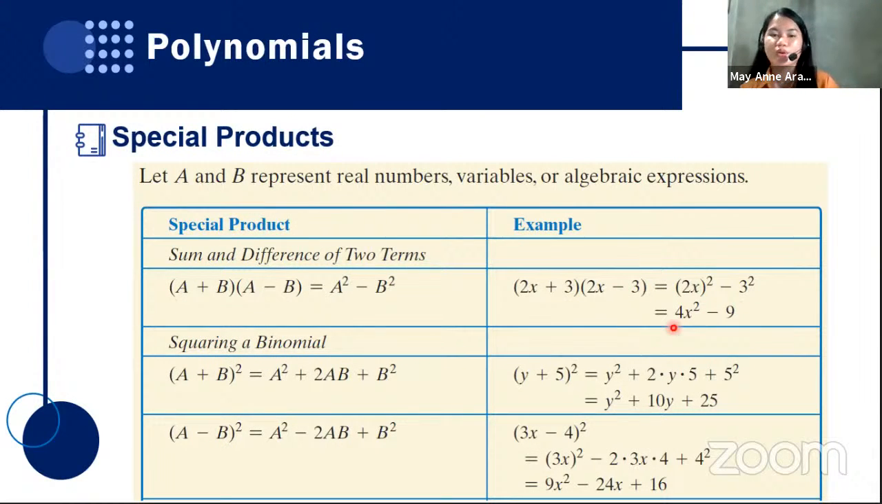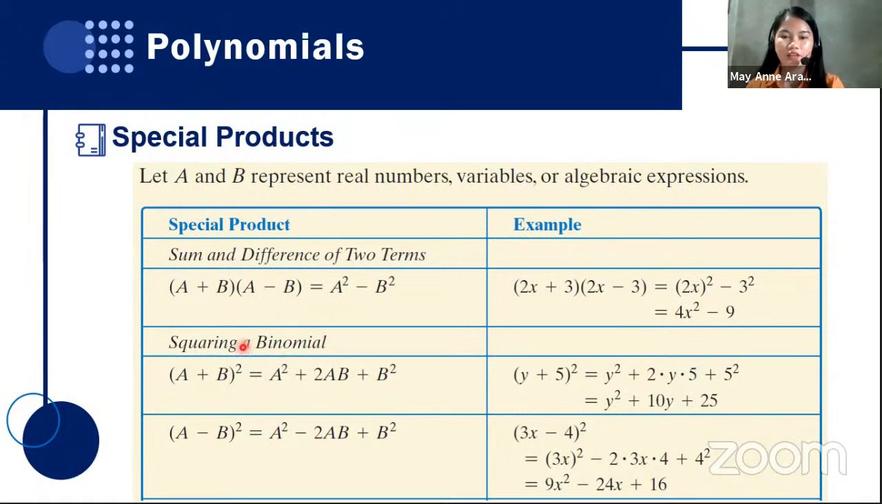So yun lang yun. Kapag nakita nyo na same yung both first and last terms ng two given binomials, ang difference lang nila is the sign. The other one is positive, the other one is negative. So just square the first term, then minus square of the last term. So that is the sum and difference of two terms.